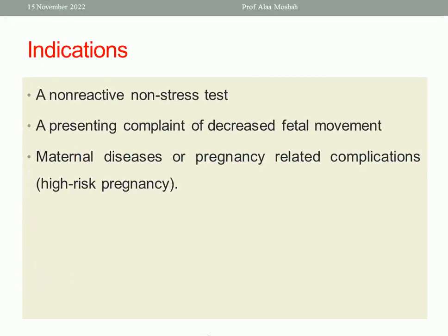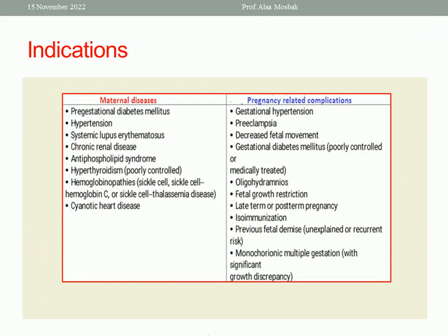What is the indication of using the biophysical profile? As a whole, if I did the non-stress test and it was non-reactive, this is one indication. Another indication, decreased fetal movement. The woman complains of decreased fetal movement. The third big indication is maternal diseases or pregnancy-related complications, as in high-risk pregnancy.